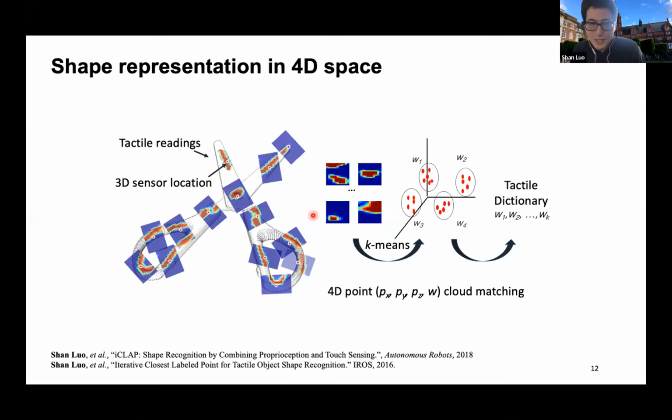For each tactile image, we have this local feature, and we take it as an extra dimension of the 3D point cloud, because these tactile patches are distributed in 3D space. So we attach the local features to the 3D locations. Then we have this 4-dimensional space, so we can have a global shape recognition.